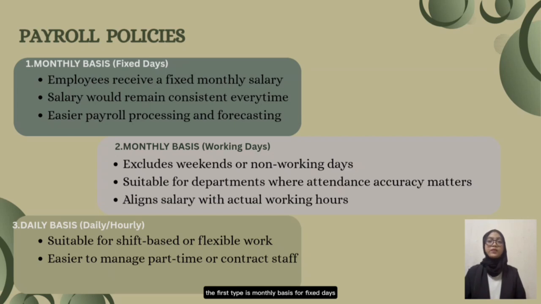The first type is monthly basis for fixed days, where employees receive a fixed monthly salary that remains consistent every month. This method is easier for payroll processing and forecasting. The second type is monthly basis for working days, where weekends or non-working days are excluded. This is suitable for departments where attendance accuracy matters and salary aligns with actual working hours.